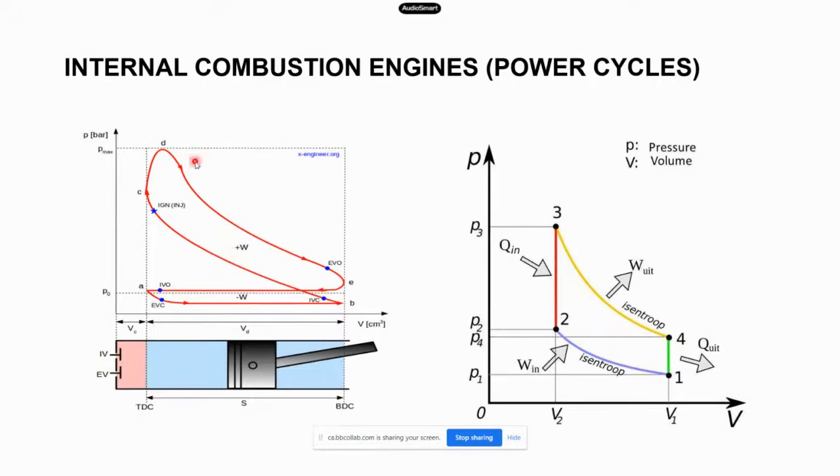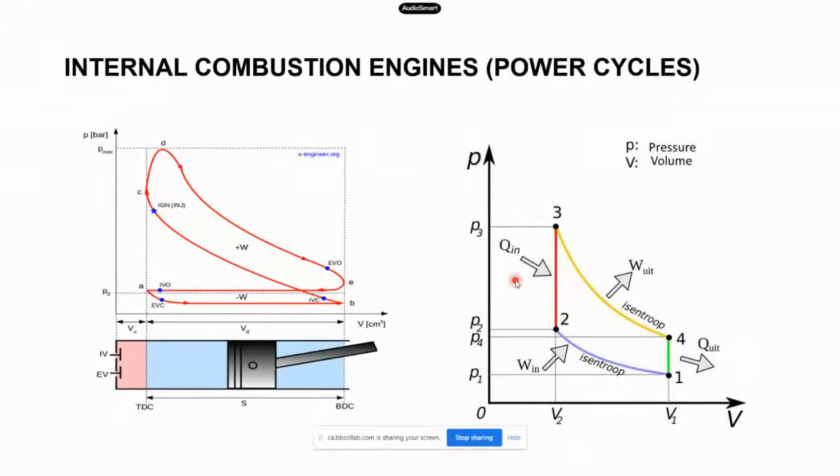So for us to get what we want from this particular sketch, we have to simplify it. Now, when we simplify this particular sketch here, we get what we have on the right-hand side, which is an ideal or a theoretical PV diagram of an internal combustion engine, in other words, a petrol engine. So the difference between these two PV diagrams is that the one on the left is the actual one.